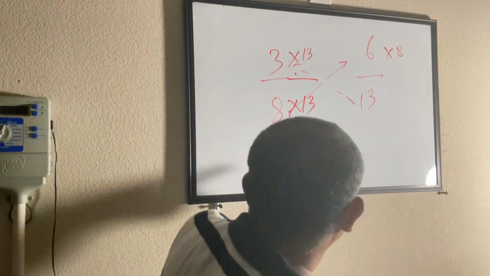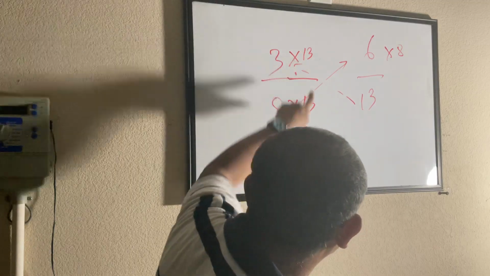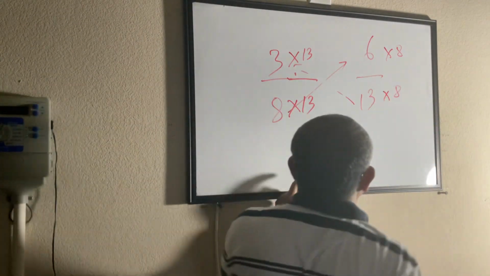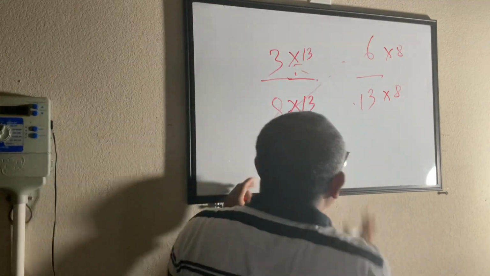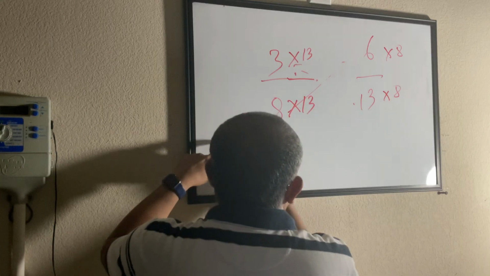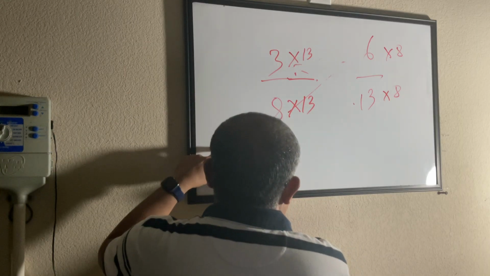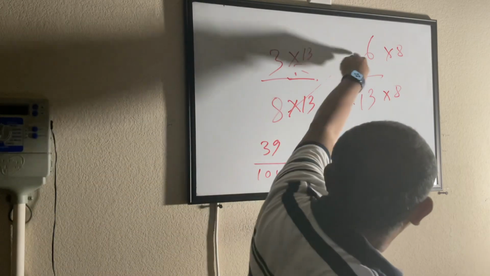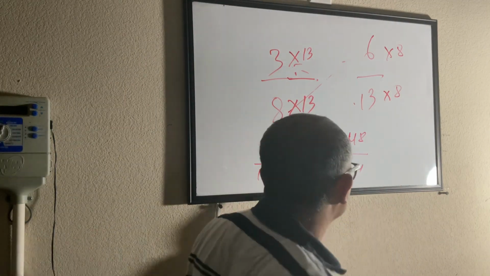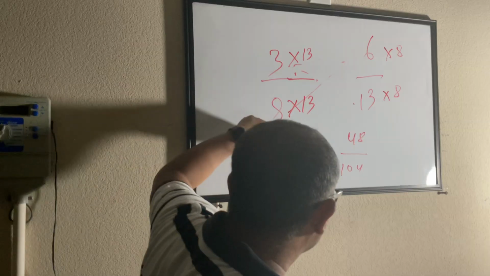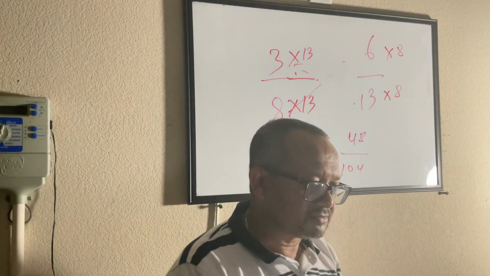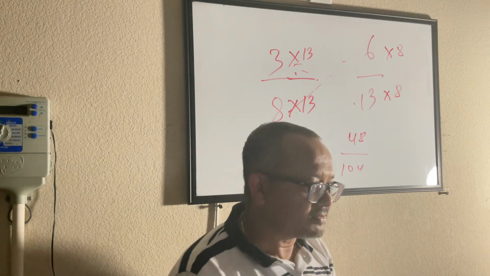Now here, I multiplied by 13, so I divide by 13 also. Here I multiplied by 8, I'll divide by 8 also. Now, these are the two equivalent fractions we have found. 13 times 3 is 39, 13 times 8 is 104. 6 times 8 is 48, 13 times 8 is 104. See, now you have 39 over 104 versus 48 over 104. Which one is bigger? Any doubt? No? Second one is bigger.